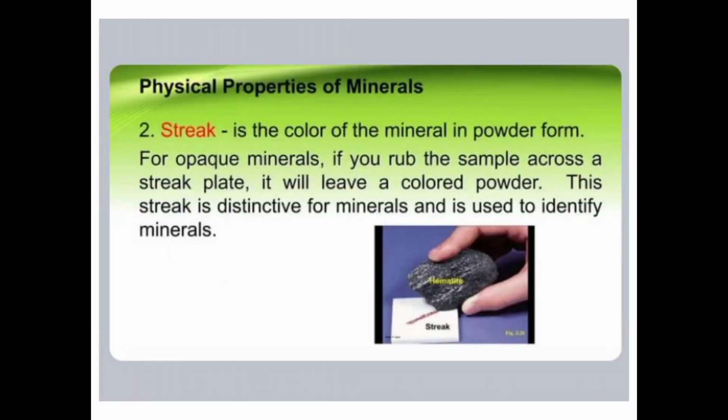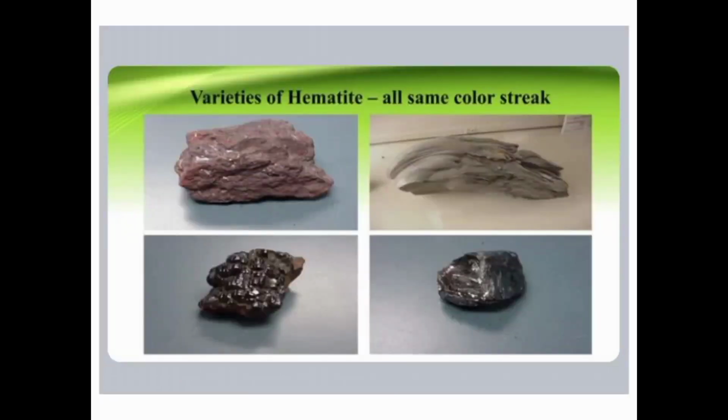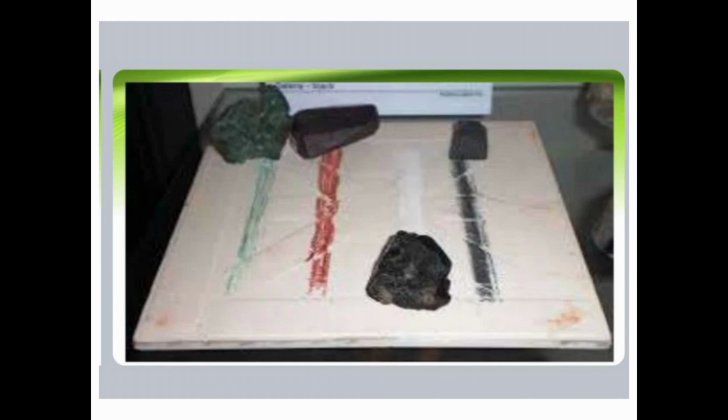Okay, let's proceed to the second one, which is streak. Streak is the color of minerals in powder form. Streak shows the true color of minerals. For opaque minerals, if you rub the sample across a streak plate, it will leave a colored powder. This streak is distinctive for minerals and is used to identify them. In large solid form, trace minerals can change the color appearance of minerals by reflecting the light in a certain way. So that's just an example of streak.